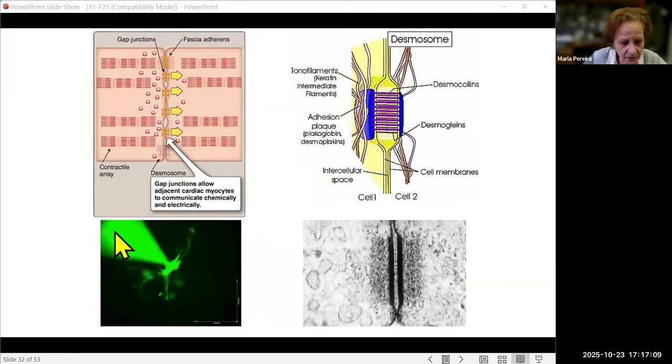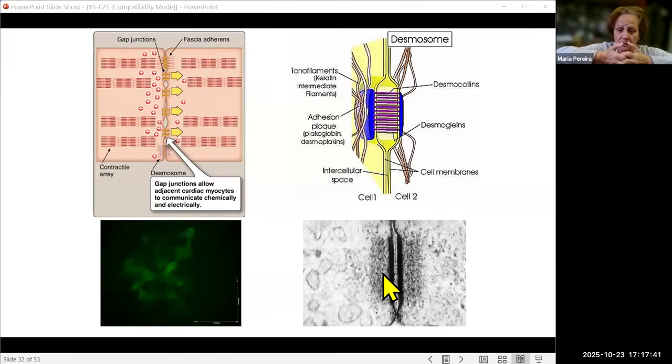So these are channels. You see this is a needle that released a fluorescent dye, and it's going to be distributed throughout the whole heart, but you're only releasing it into one spot. Because of these gap junctions, there is communication among the cardiomyocytes. And here you have an electron micrograph of a desmosome. You see all these proteins that act as Velcro so that when the cardiac muscle contracts or relaxes, the cells don't separate.